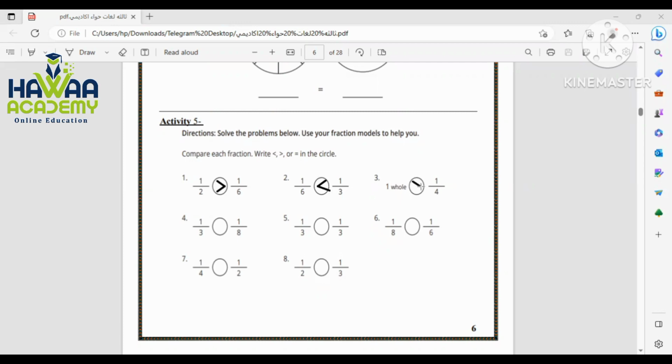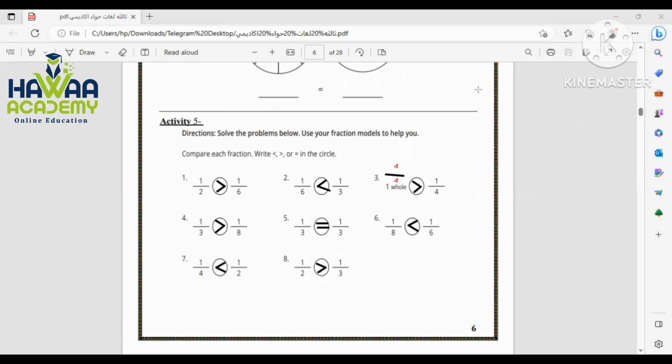1 whole is greater than 1 over 4. 1 whole means here 4 over 4. So 4 over 4 is greater than 1 over 4. Okay, let's continue. 1 over 3 or 1 over 8? 1 over 3 is greater than 1 over 8. And here 1 over 3 and 1 over 3, so it will be equal. 1 over 6 is greater than 1 over 8. And here 1 over 2 is greater than 1 over 4. And here 1 over 2 is greater than 1 over 3.